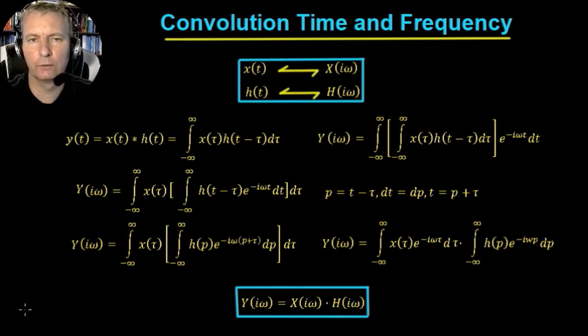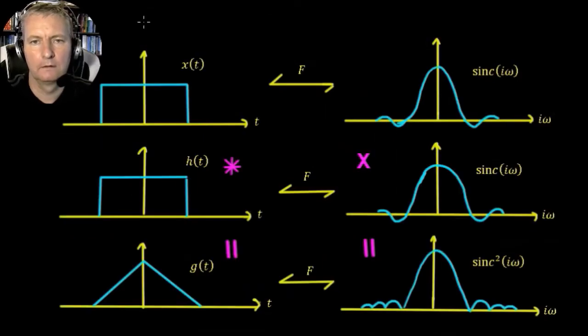So let's go ahead and look at it graphically. Here's a graphical representation. We've taken a square function called x of t. We have another square function here, which we'll call h of t. We're going to convolve these two functions together. Whenever we convolve these functions together, we get a function g of t.